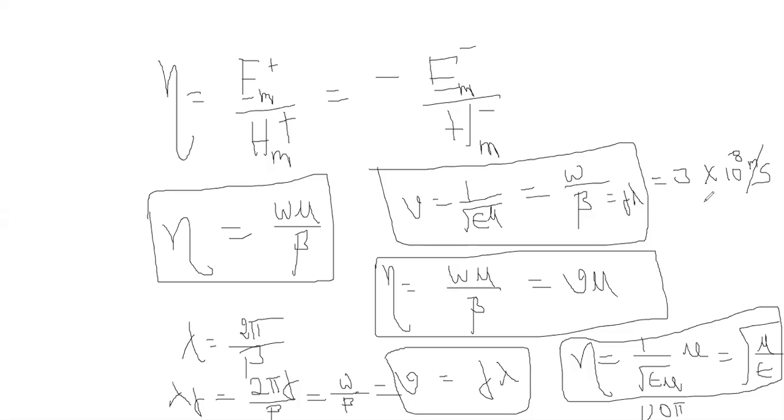Using these equations, we derived the equations for velocity and intrinsic impedance: omega mu by beta, V into mu, and eta is equal to under root of mu by epsilon. And velocity V is equal to 1 by under root of mu epsilon, that is equal to omega by beta, and it is also equivalent in terms of wavelength and frequency, f lambda. Remember this, my dear students. These equations you can remember.